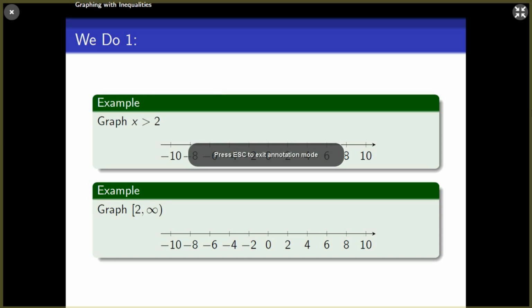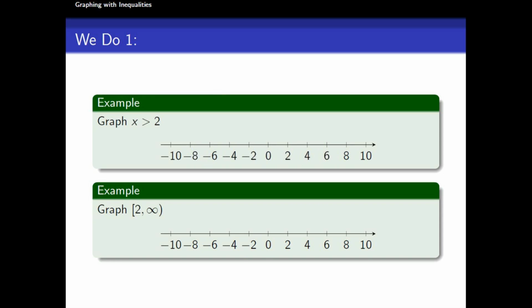So let's do two together. I want to graph x is greater than 2. So I'm going to go to 2 and I'm going to make a hollow dot at 2 because I notice that it's greater than, not greater than or equal to there. So it's all the numbers greater than but not including the number 2.